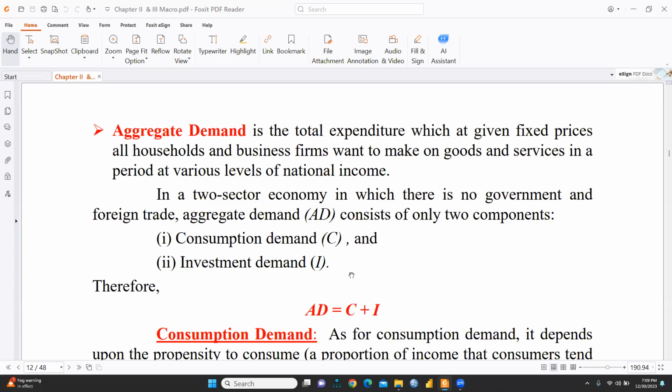Hi everyone, let's continue Keynes' theory. There are two important terms in this Keynesian theory: aggregate demand and consumption demand. First of all, we will understand aggregate demand and consumption demand.